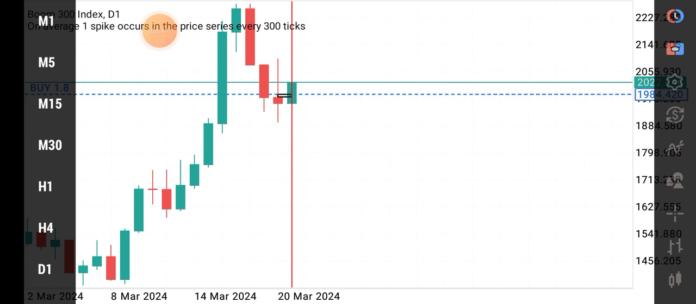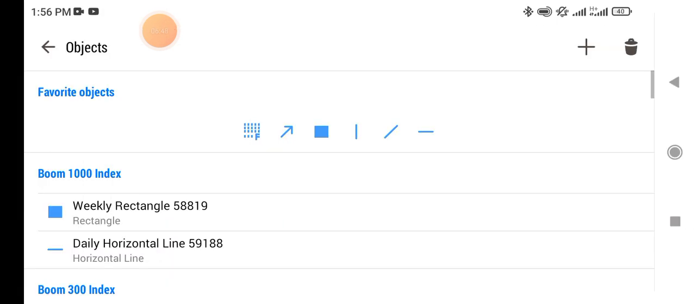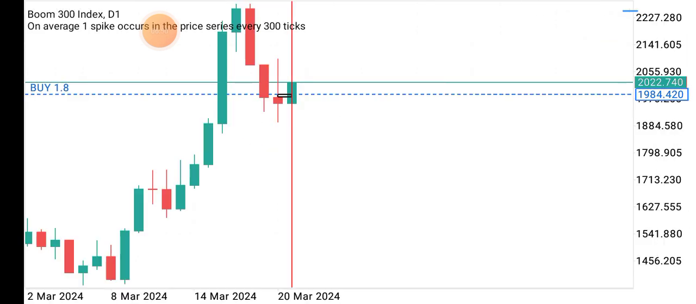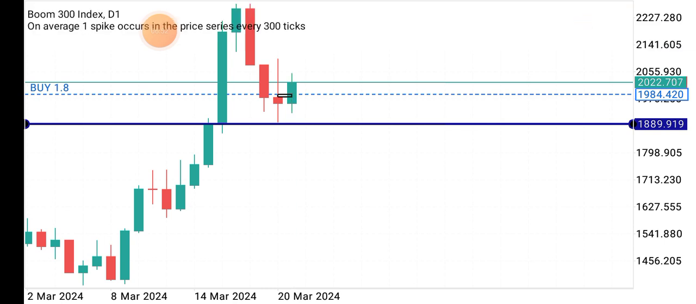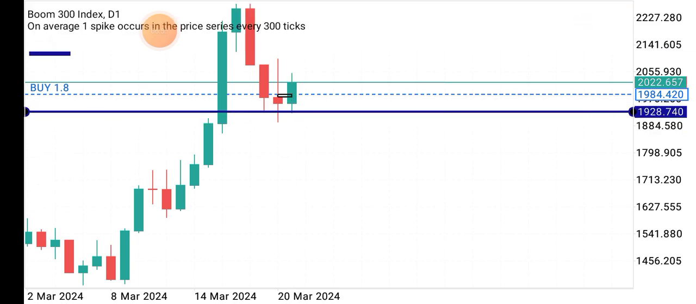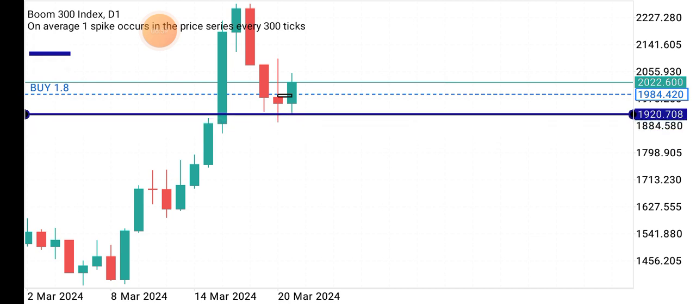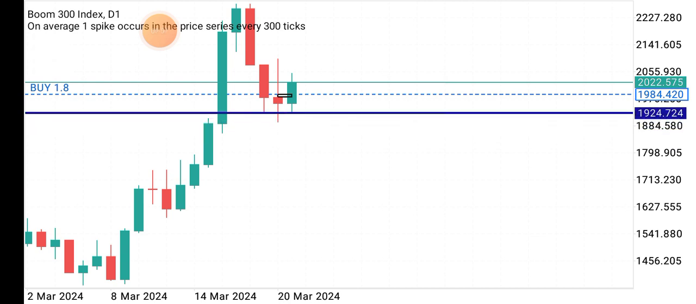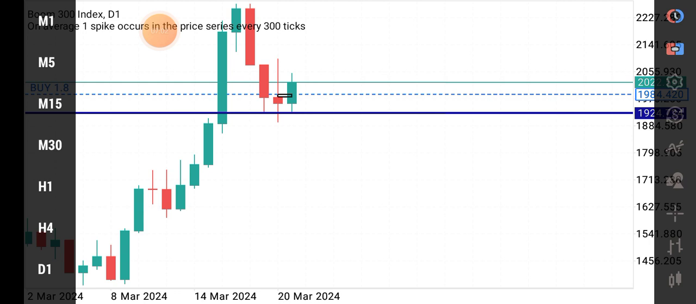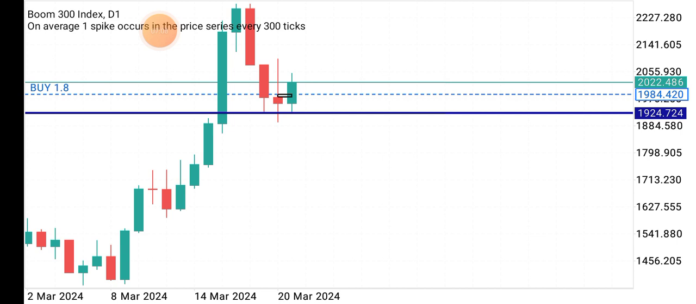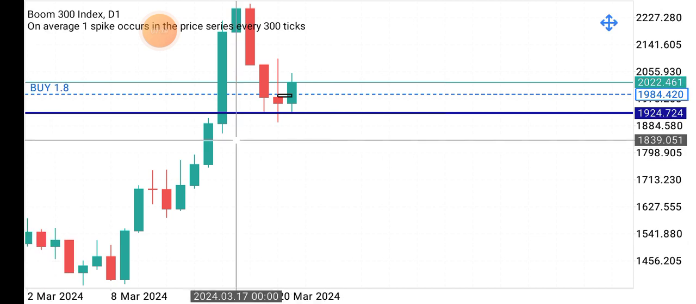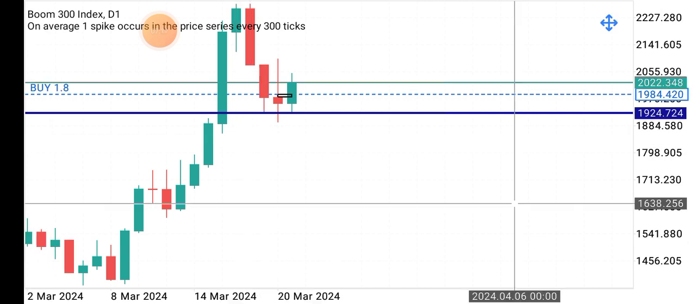Let's mark where the market actually reversed. I use a horizontal line and mark. Let me take this one off. You can see, the market reversed at the low of the previous 2 days' candlestick. The previous 2 days should be the 19th of March.